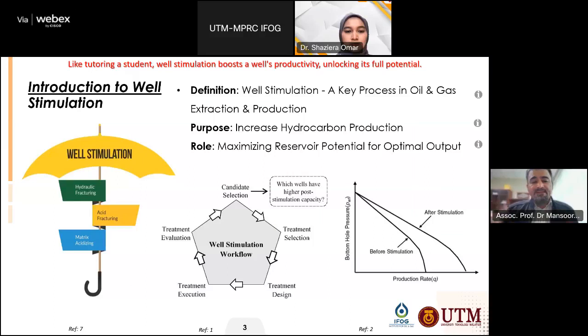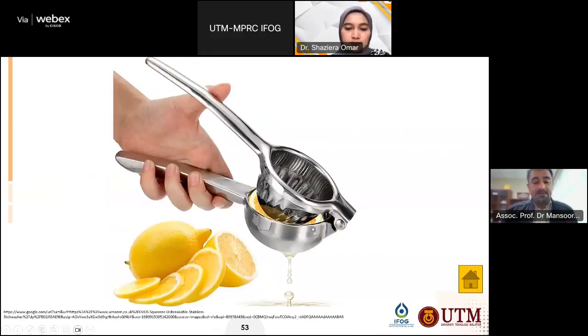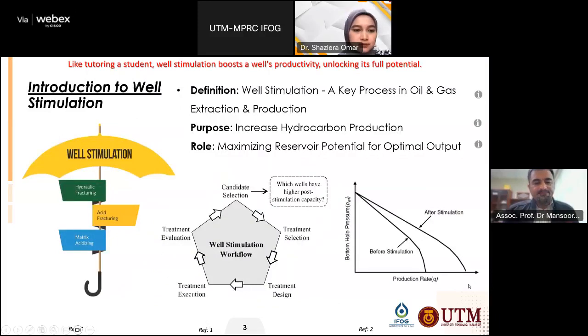So now let's focus on the role of well stimulation. Maximizing reservoir potential is the key. Think of it as getting the most out of the fluid, the juice. You want to squeeze it until the last drop, right? Okay, so similarly, well stimulation also ensures that the maximum possible hydrocarbon is extracted from the reservoir, leading to optimal output and efficiency.